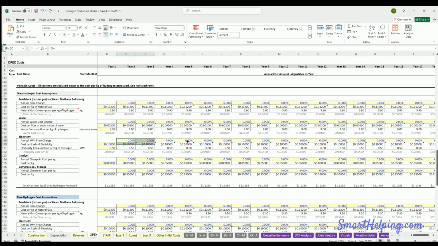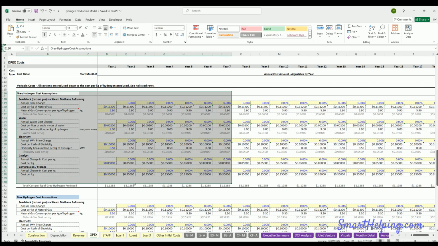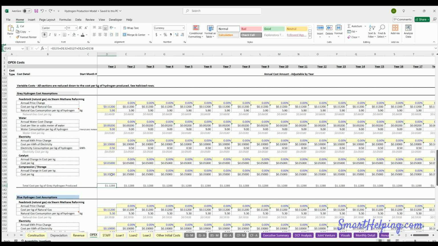Yeah, and you can adjust pricing of your electricity, water, and natural gas over time with these percentages. Okay, so that's gray hydrogen. We figured out it costs about $1.12 to produce 1 kilogram of gray hydrogen based on all of these assumptions. And again, assumptions are key. This is what you're going to be researching and understanding at the plant location that you're building at.